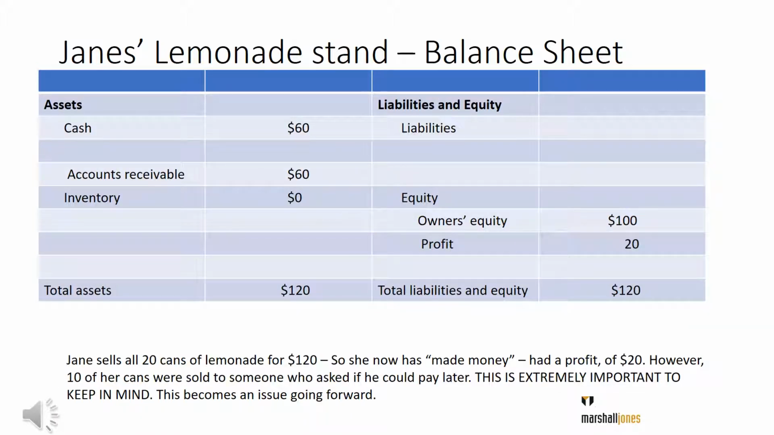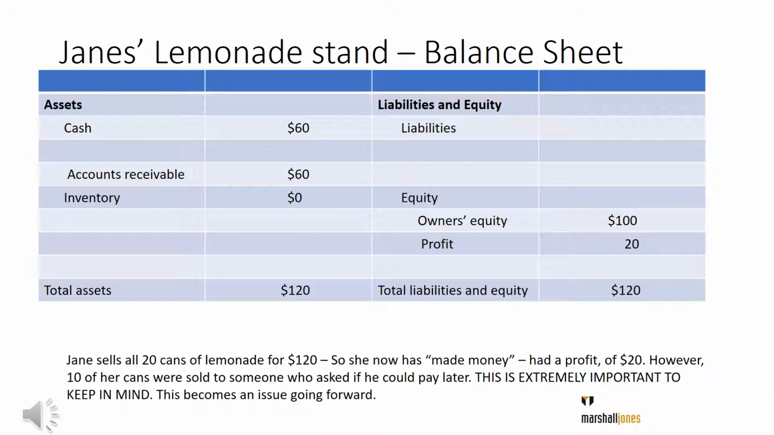In this slide, we see the first sale that Jane has. She sells 20 cans of lemonade for $120. That means she sold them for $6 a piece, which means that she has had a dollar profit on each can. So she has, quote, made money in that she's got a profit of $20.